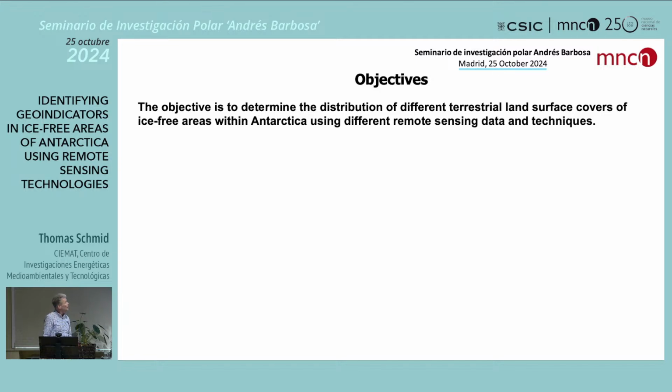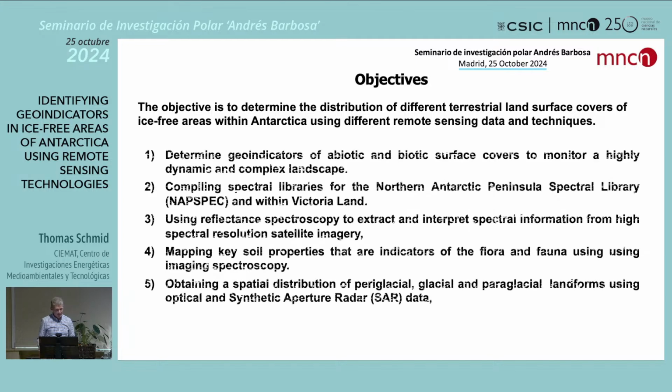So the objectives we've been pursuing, it's not just me working in this, it's a whole team working. So the objective is to determine the distribution of different terrestrial land surface covers of these ice-free areas in Antarctica using the different remote sensing techniques. I listed a few of the most common specific objectives we carry out because we want to monitor these highly dynamic and complex landscapes. We compile spectral libraries for the areas we study. We use reflectance spectroscopy to extract information.